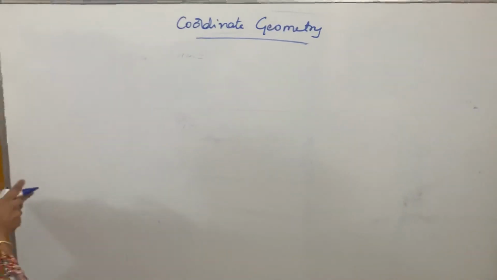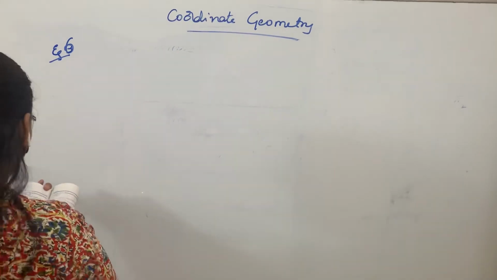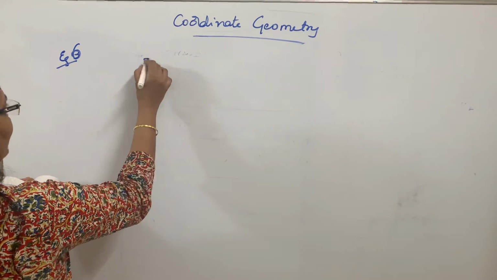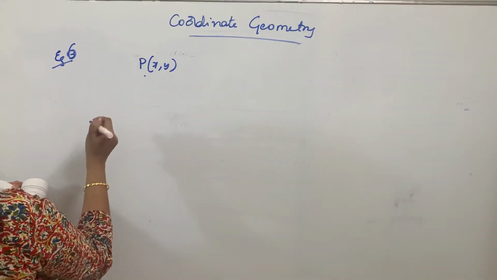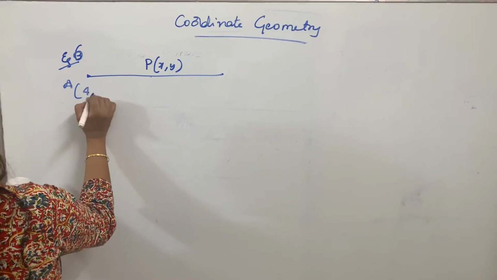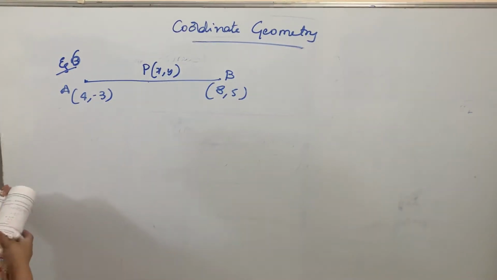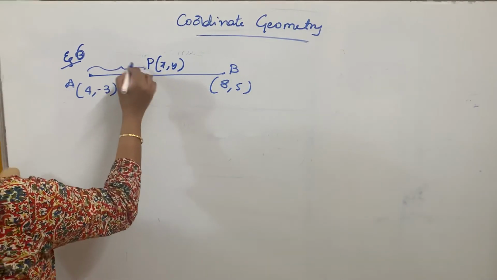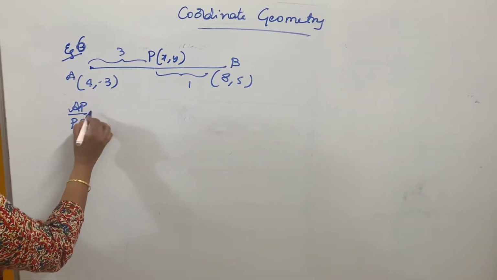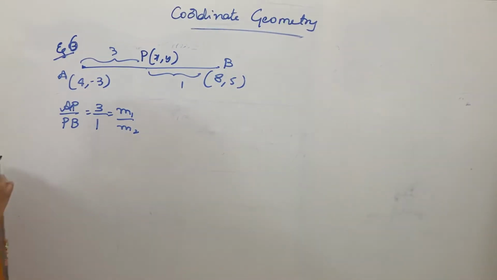Okay, now example 6. Example 6 is: find the coordinate of the point, let that point be x comma y, which divides a line segment joining two coordinates A 4 comma minus 3, B 8 comma 5, and what is the ratio? The ratio here is 3:1. That means AP by PB is 3:1. This is the M1 and M2 value.